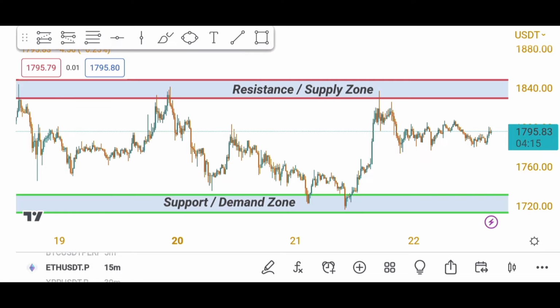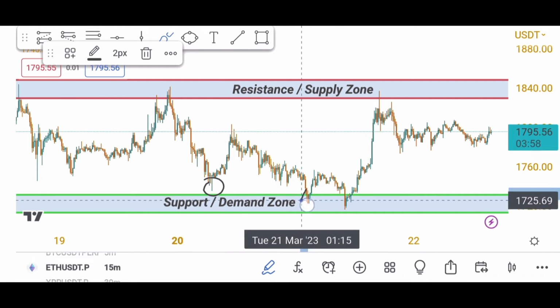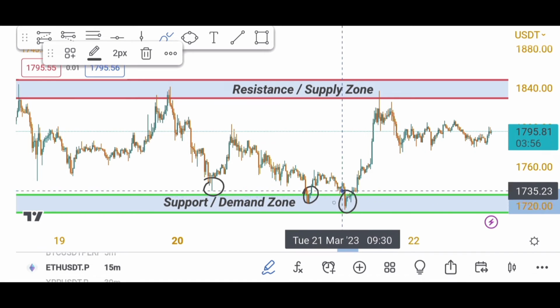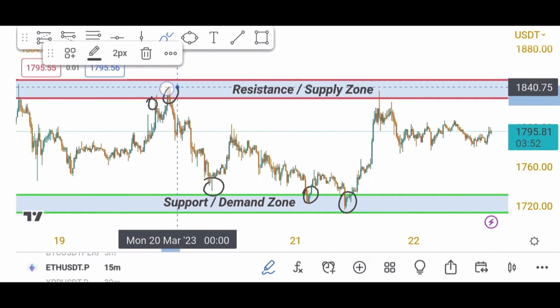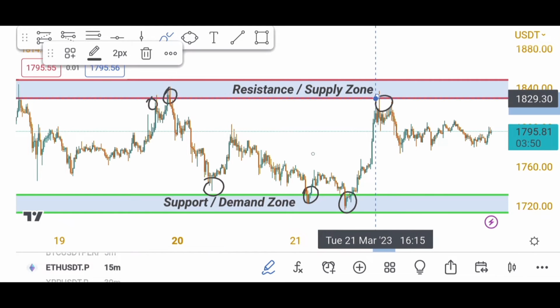Support levels are typically found at the bottom of a price chart, while resistance levels are typically found at the top. To identify a support level, look for an area where the price has bounced back up multiple times. On the other hand, to identify a resistance level, look for an area where the price has failed to break through multiple times. Now that we have identified the key levels of support and resistance areas using supply and demand zones, let's talk about how to use this information in our trading decisions.